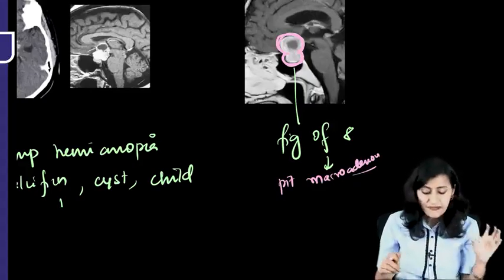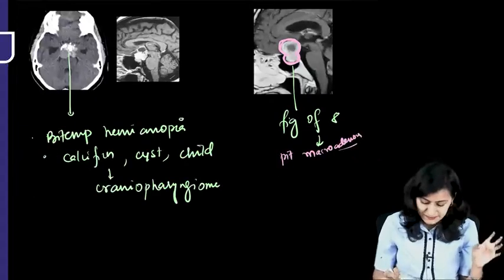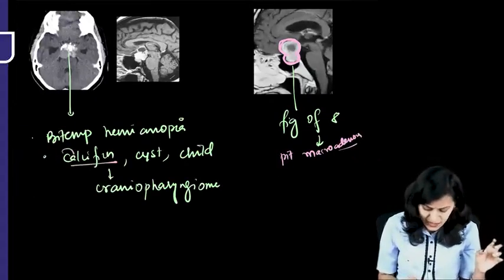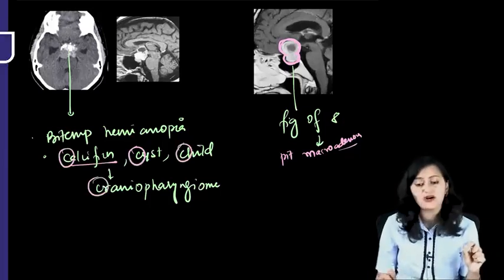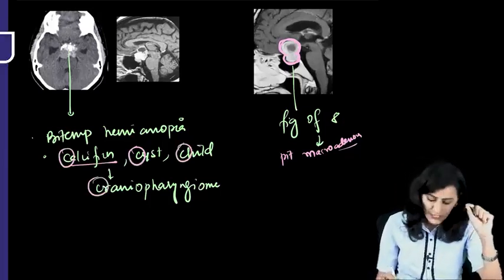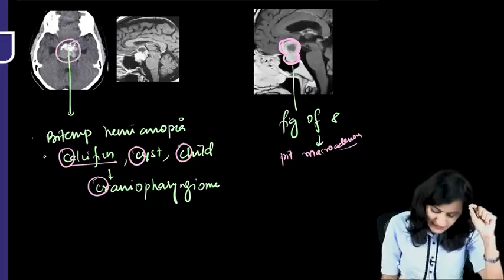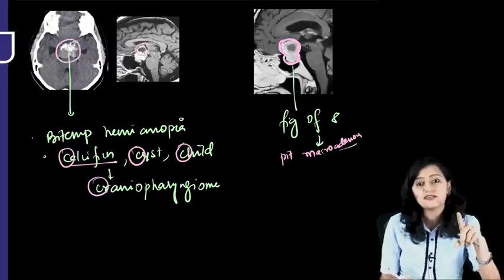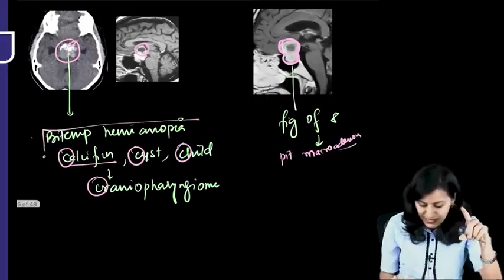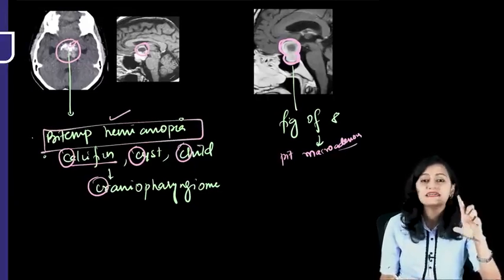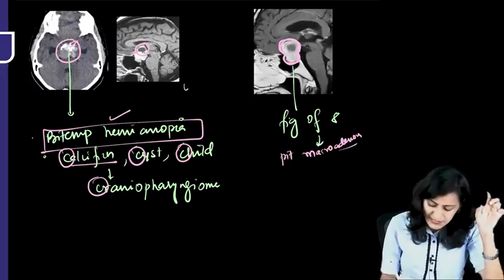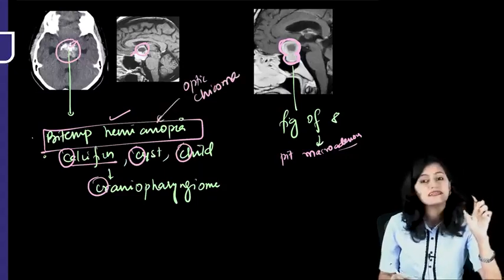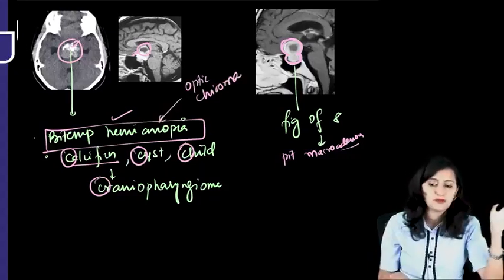On the other hand, when you have the CC and C, that is a midline lesion with calcification, cystic areas in a child, then you think of craniopharyngioma. So midline lesion with calcification, cystic areas, it is craniopharyngioma. Pituitary lesions give what visual field defect? Remember, it is bitemporal hemianopia because it compresses the optic chiasma. When the optic chiasma is compressed, then it is bitemporal hemianopia.